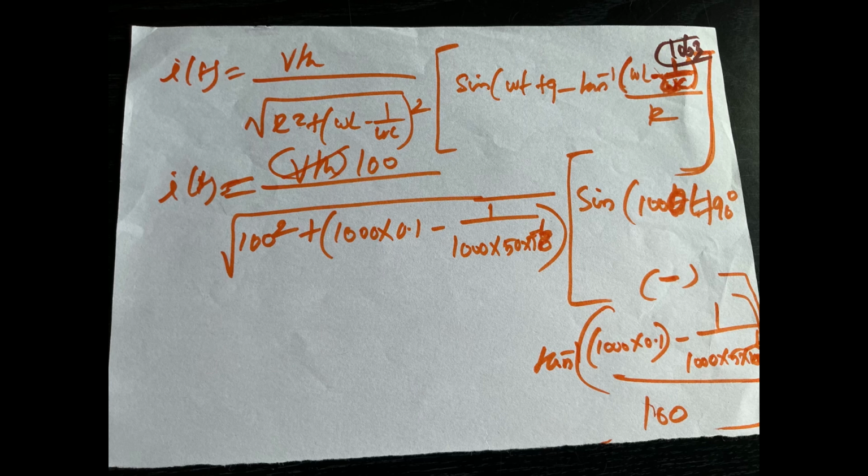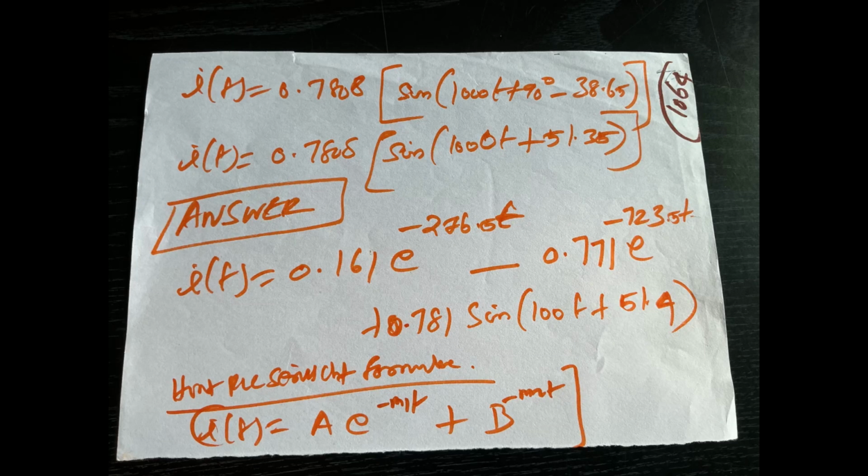We open the i(t) formula. The i(t) response is the response of the steady state RLC series circuit with the sinusoidal input source. We open the formula: i(t) is 0.7808 sine of (1000 t plus 51.35). Finally, we obtain the i steady state formula.